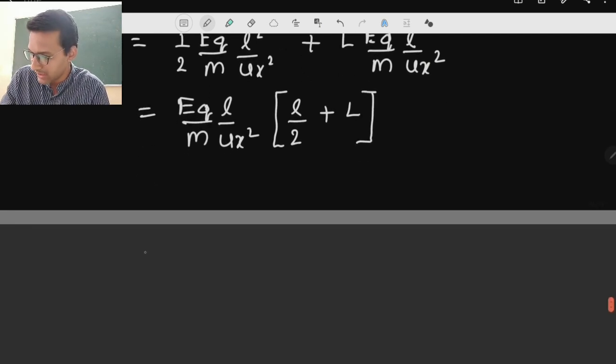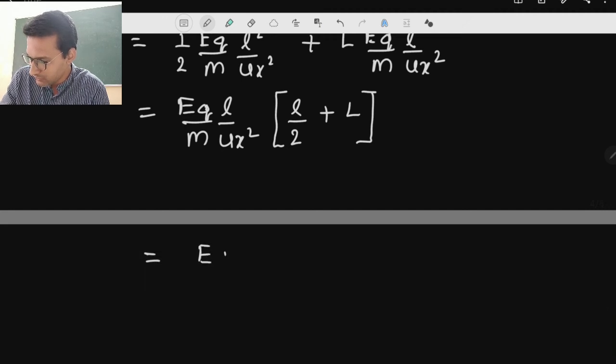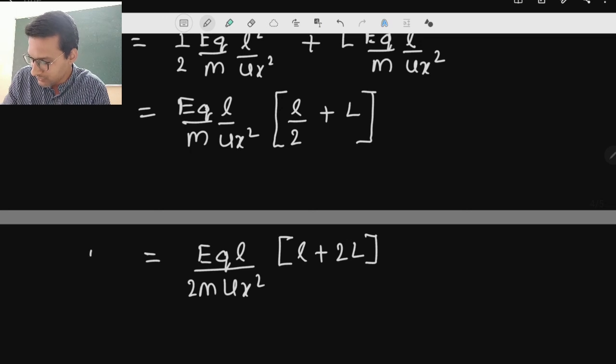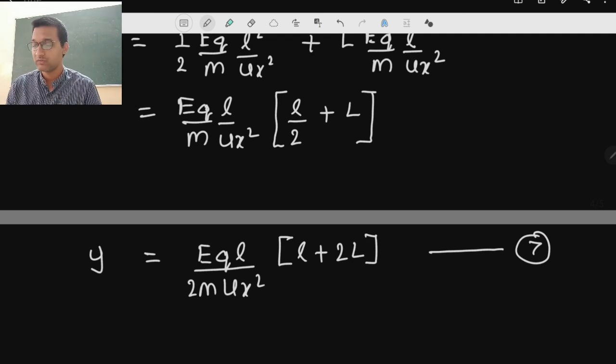Now we can take LCM. It will be eq l divided by 2m ux square, into l plus 2L. This will be an equation for total displacement of the particle. So whenever a charged particle is traveling perpendicular to the electric field, this is the equation for the total displacement. That means displacement in the field as well as outside the field, and it will tell us exactly where the particle will hit the screen.